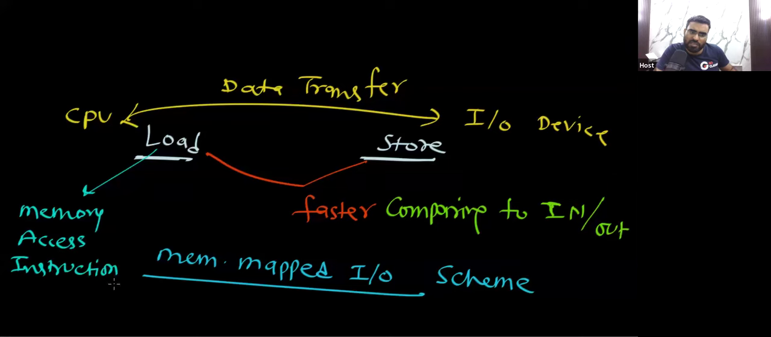Okay, this is memory access instruction. This is actually faster. So remember, these instructions are actually faster compared to IN and OUT. Is this clear? Okay, let me know.